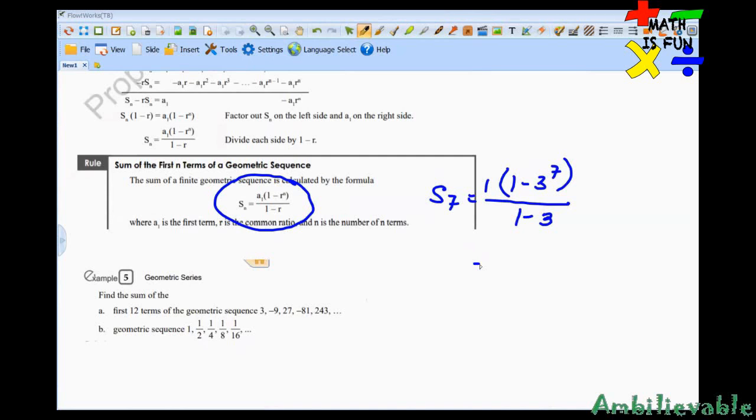Can you check our answer? So 1 minus 3 raised to 7 is, enter it on your calculator, over negative 2. So what is the answer here? Rainier, what's the answer? Just a bit, I'll get my calculator.